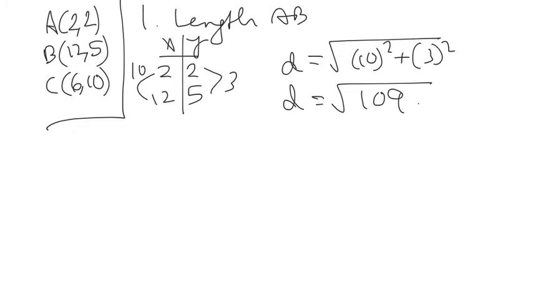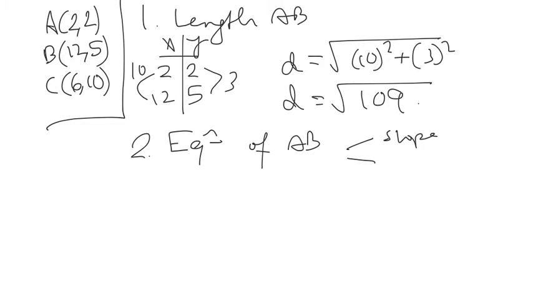The second thing I'm going to do is determine the equation of line AB. So, in other words, if I'm going to write an equation, I need a slope and a point. I always need a slope and a point, otherwise I really can't get very far. And because I've already done this stuff in my t-chart, my slope is pretty easy to work out. My slope is just 3 divided by 10.